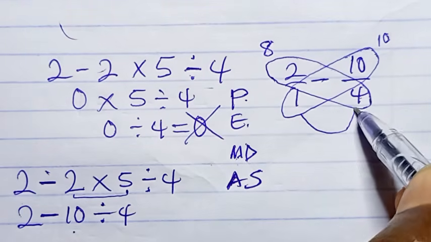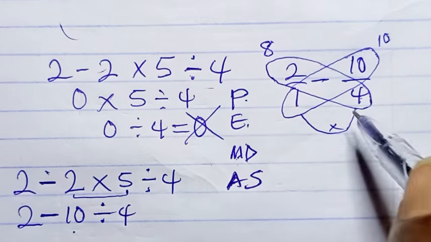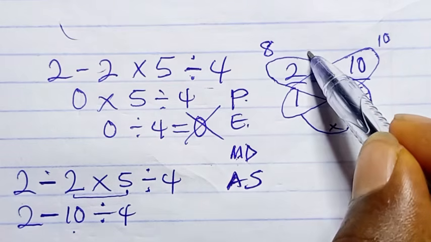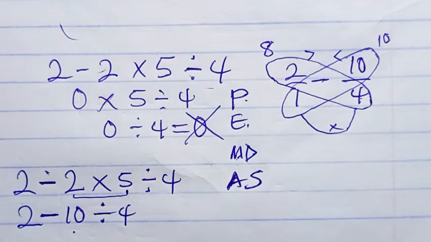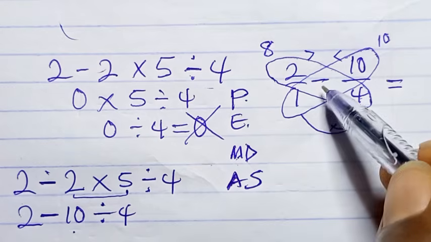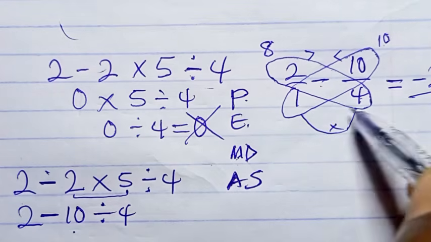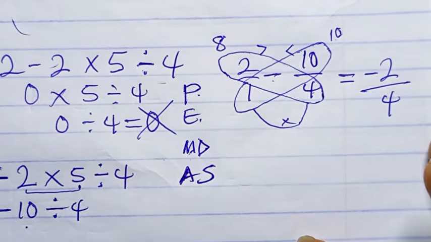Let's draw the body of the butterfly. So I think my butterfly is very beautiful this time. So let's put the antenna. All right, so now 8 minus 10 is going to give us negative 2 over 4 times 1, which is 4. All right, so that's it. We have minus 2 over 4.